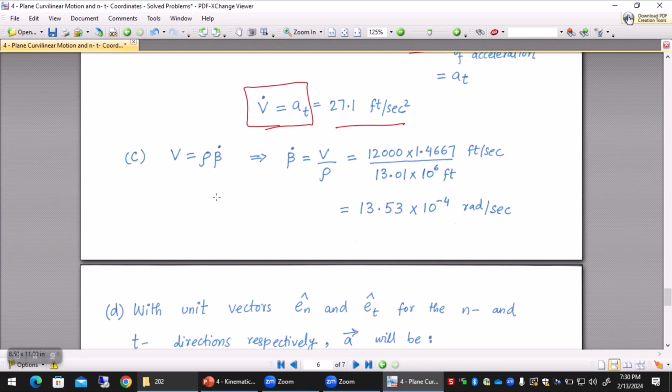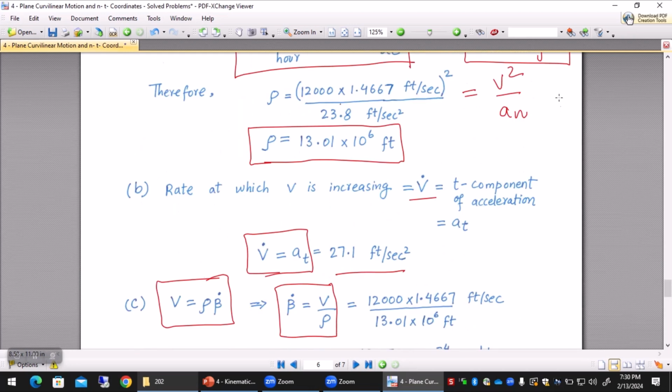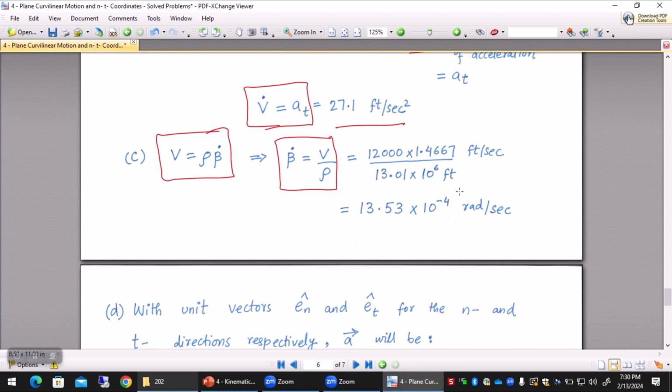Part C was saying determine the rate of change of the angle beta, which means beta dot, and we know that v is equal to rho beta dot, and velocity was again given as 120 miles per hour. Rho has been determined already in part A, so we can calculate beta dot as v over rho, right? Alternatively, you can also use the other expression for a sub n, which involves beta dot. It's the same thing. So you will get beta dot in radians per second, if your units are feet per second and rho is in feet.